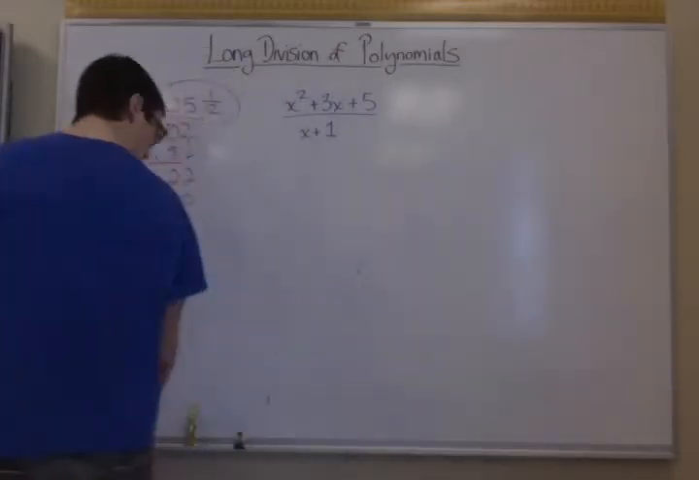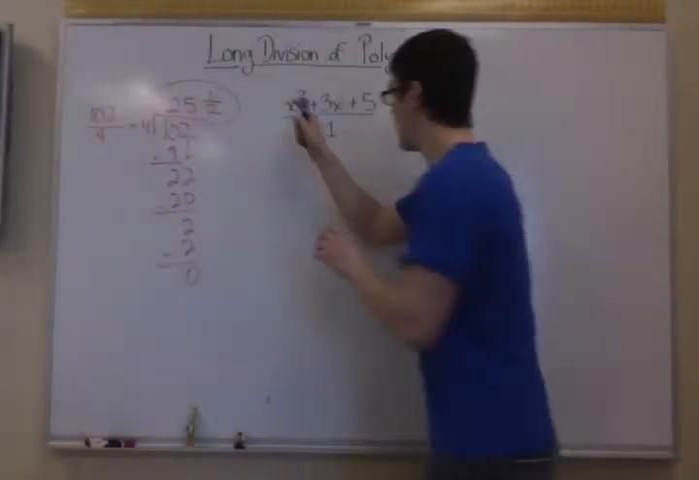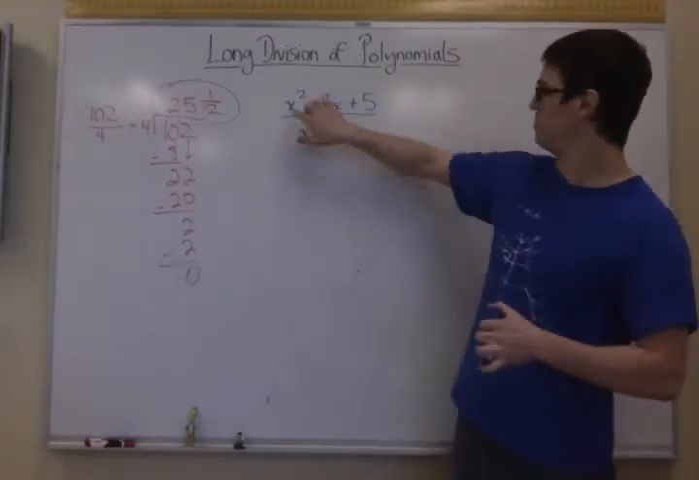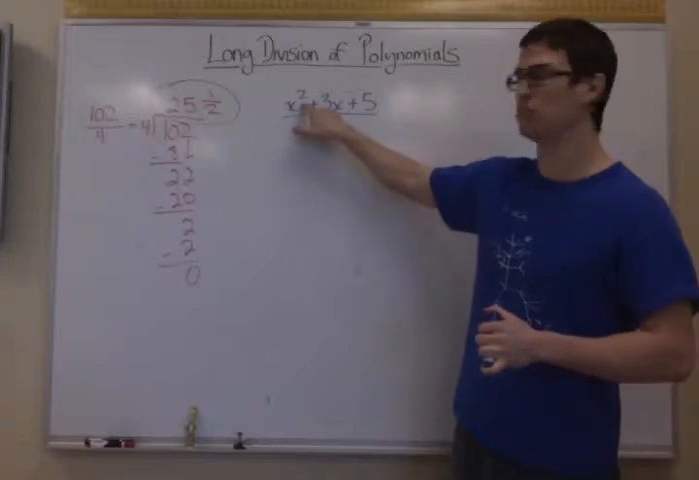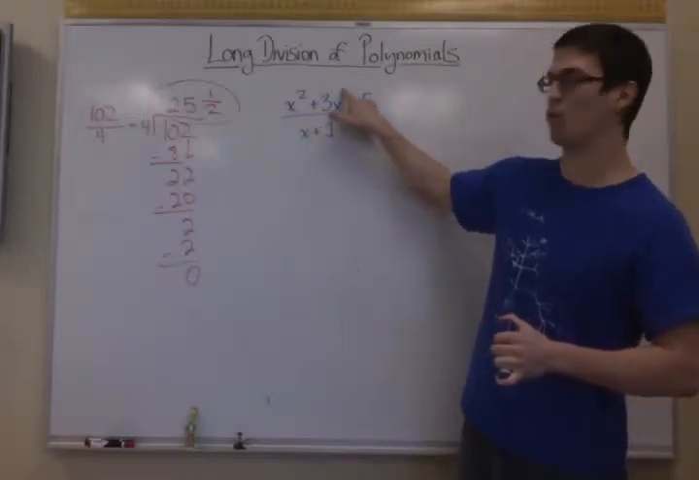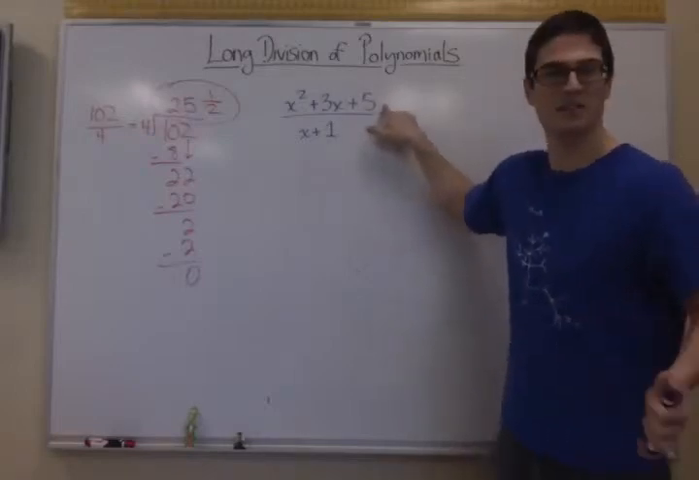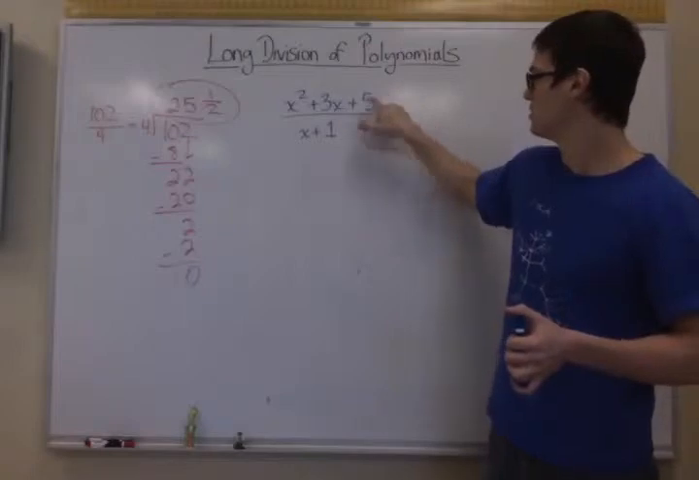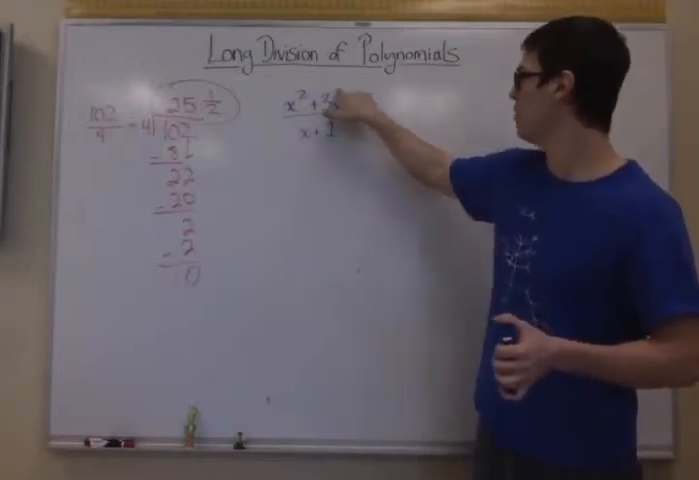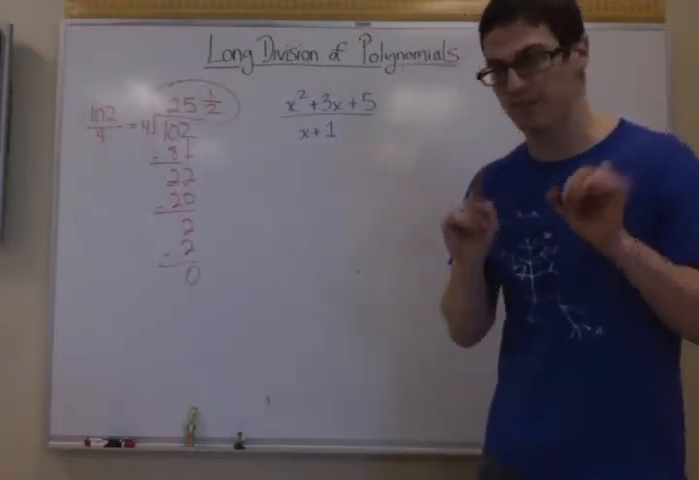Okay? So the first thing we're going to do is make sure that the polynomial is in descending order based on the power. So we have x squared, so 2, and then we have 3x, and then it's to the 1 power, so 2, 1, and then it's 5, and there's nothing there, so it's like x to the 0 power, because x to the 0 is 1. So 5 times x to the 0, so the power is 2, 1, 0. Okay? Always make sure it's in order. It makes your life easier.